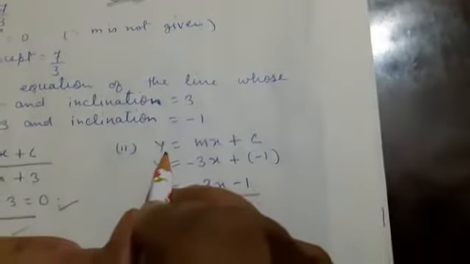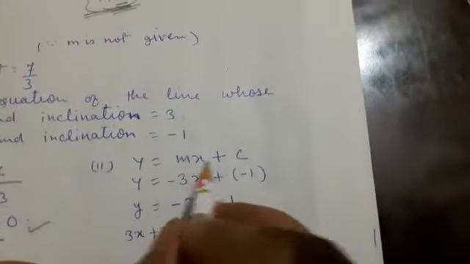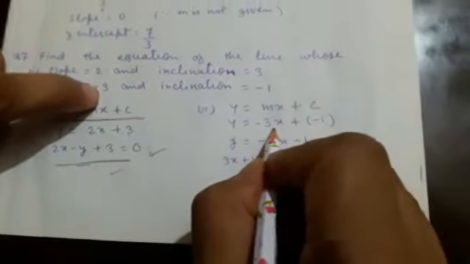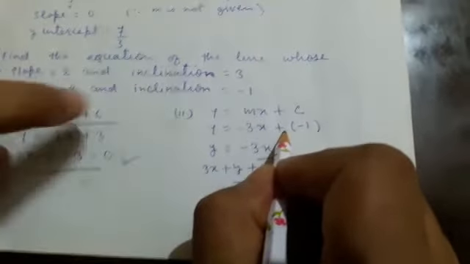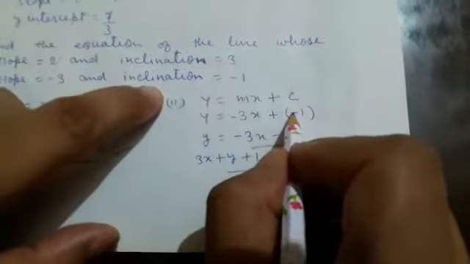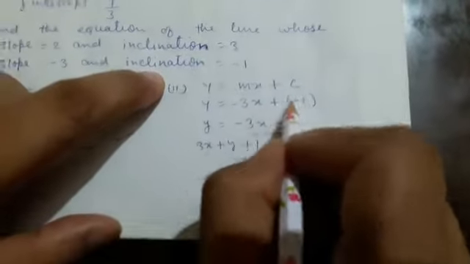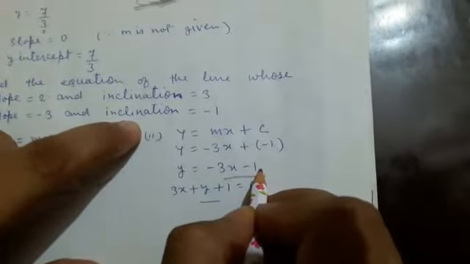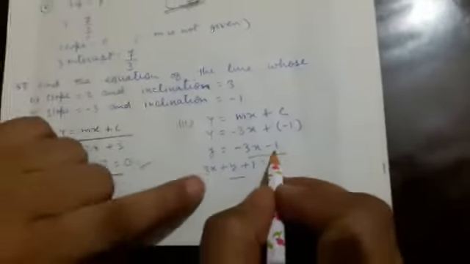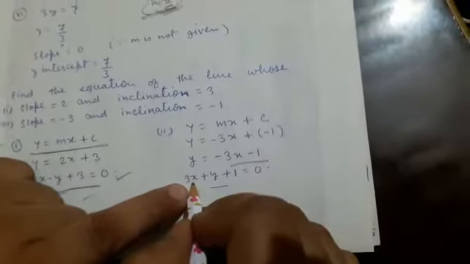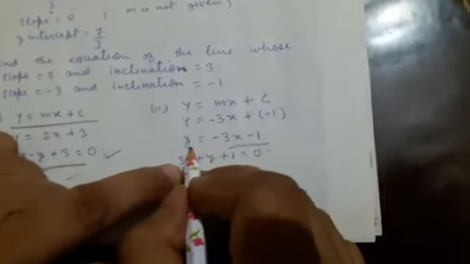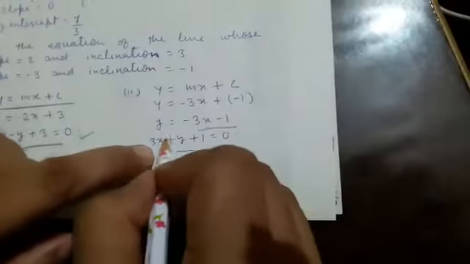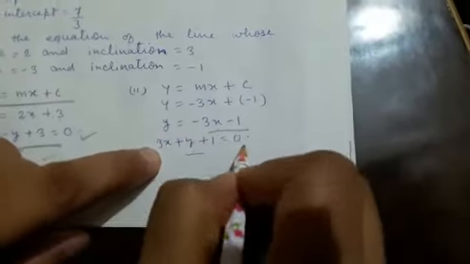In the next part, again y is equal to mx plus c. Y is equal to, in place of m we write minus 3x plus, what is given? Plus minus 1 is given. By multiplying plus into minus, it will be minus. So y is equal to minus 3x minus 1. And if we transpose all these terms to the left hand side, 3x, when transposed to the left hand side, becomes positive. So 3x plus y plus 1 is equal to 0. This will be our answer.